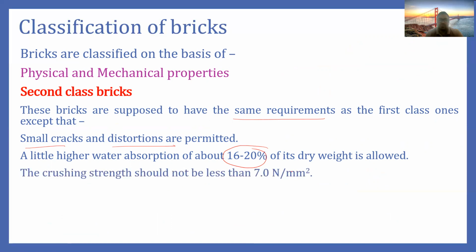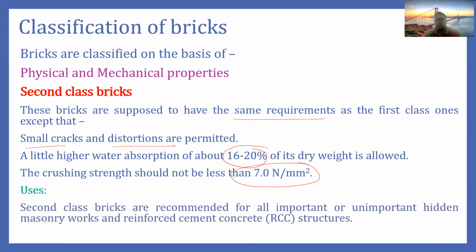And the crushing strength of the second class brick is 7 Newton per mm square, which means the minimum crushing strength for the second class brick should be 7 Newton per mm square. It should not be less than this. Now, where can we use these second class bricks? We can use second class brick in all the important and unimportant hidden masonry works. So we can use second class brick masonry where the masonry will be hidden. For example, in all the interior walls, we can use the second class brick, but for exterior walls, we can use the first class bricks.